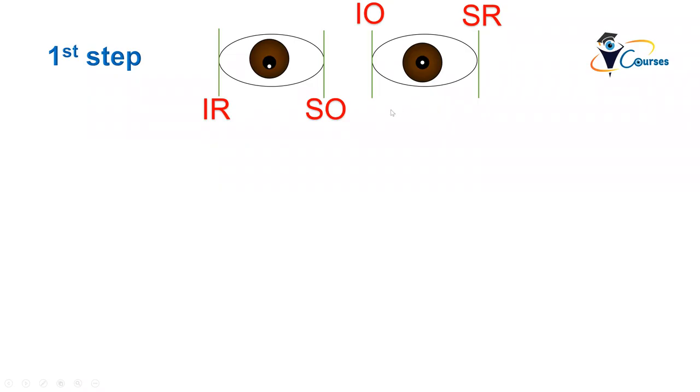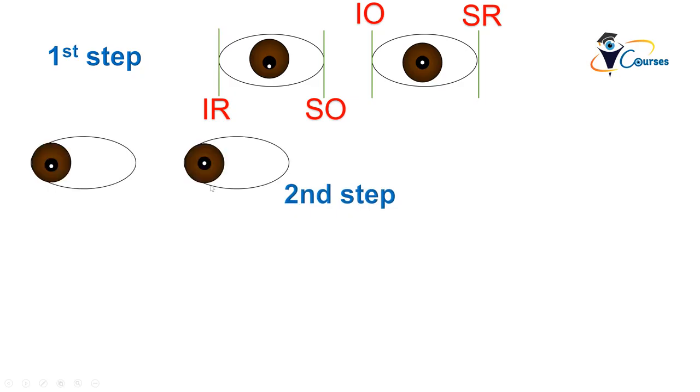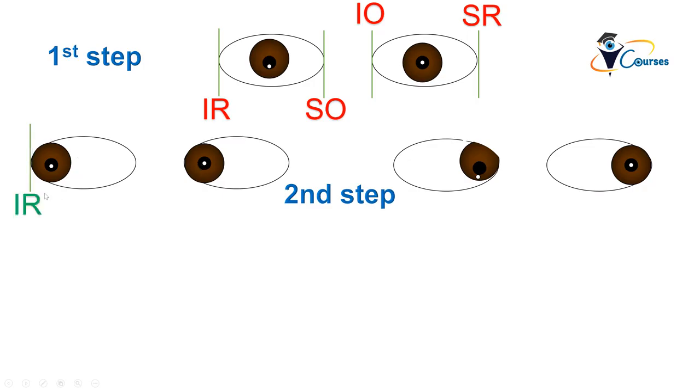How can we isolate a single muscle? Here we come to the second step. In the second step, we ask the patient to look to the right and to the left and check when the elevation is increasing and when it is decreasing. As you can see, when the patient looks to the right, the hypertropia almost disappeared. This means that the muscles which act upon looking to the right are normal, which are the inferior rectus and the inferior oblique. So both the inferior rectus and the inferior oblique are normal.